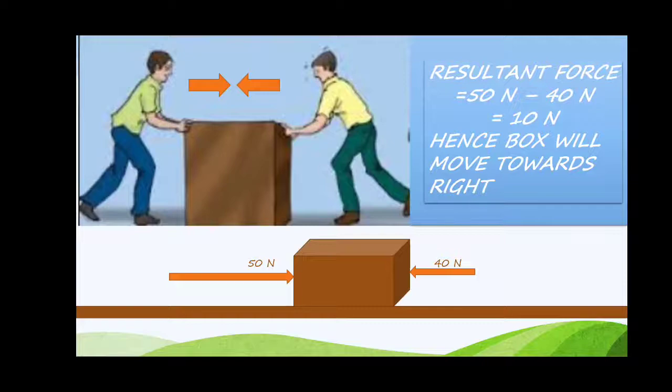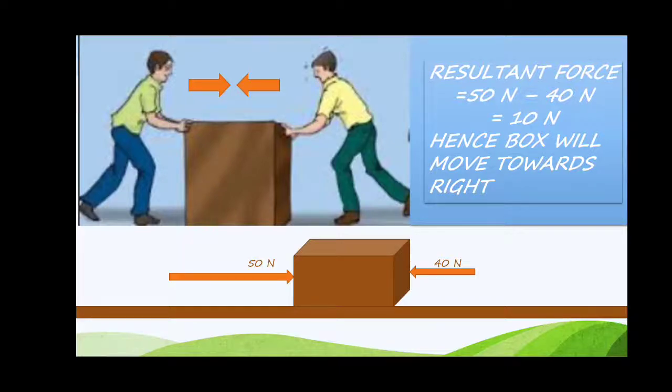But here you see both of them are applying force, but the magnitude of force differs. One boy towards the left is applying a 50 Newton force, and the boy towards the right side is applying a 40 Newton force. So what will be the net resultant force? As I said, when they are applied in two opposite directions also, the net resultant force will be the sum of all the forces acting on the object.